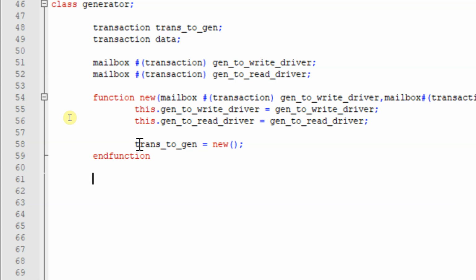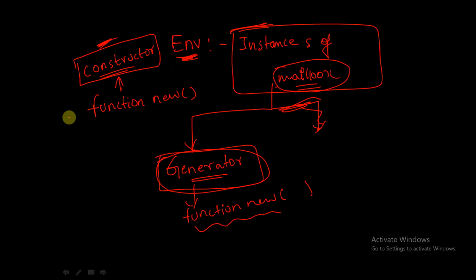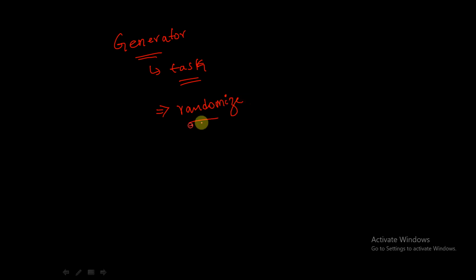Now, one more thing, this generator class will have a task. So basically, what is the role of this task which is present in the generator? This task is going to perform the randomization. This task is going to call the randomize method, and it is going to randomize the properties which are present in our transaction class.